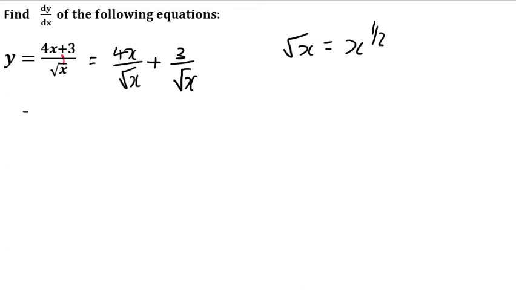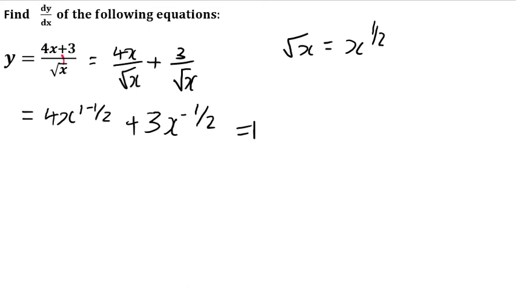So for this one, you're gonna get 4x to the power of 1. Okay, remember, dividing the powers of the same base, you subtract the exponent. So it's gonna be 4x to the power of 1 minus 1 over 2, right? Plus 3 multiplied by x to the power of negative 1 over 2. Okay, let me write it nicely. This is supposed to be negative 1 over 2, so it's x to the power of minus 1 over 2.